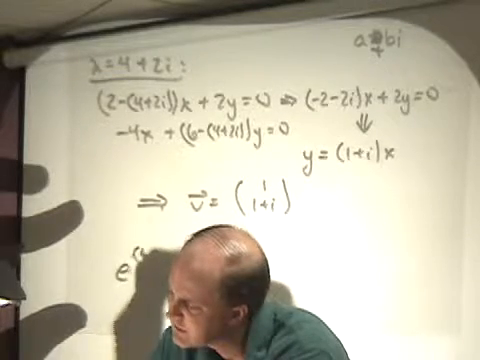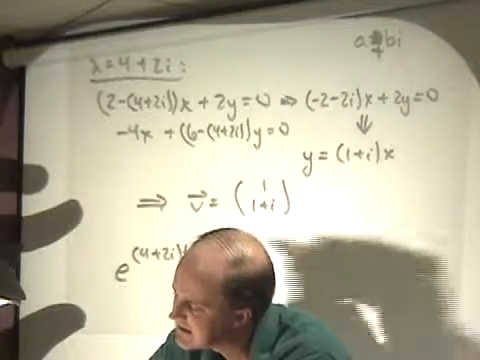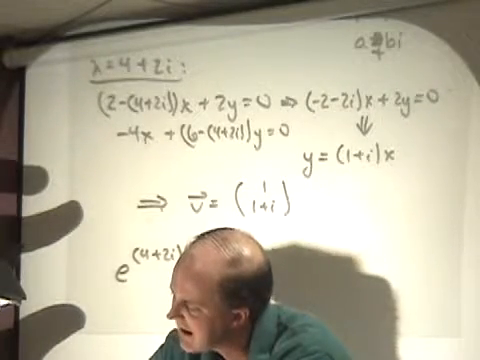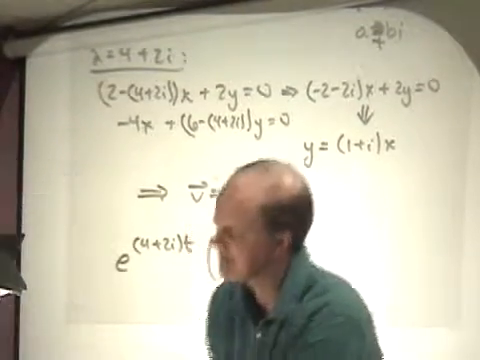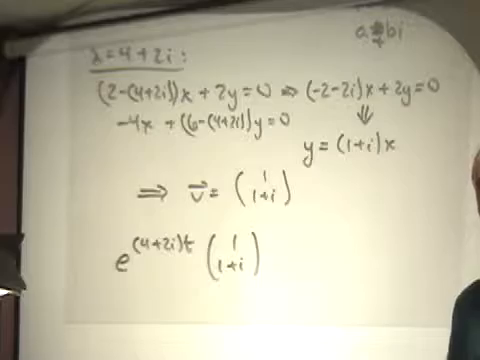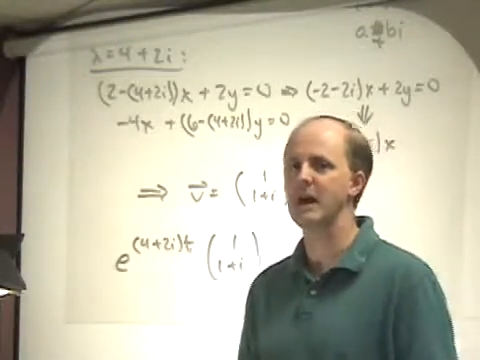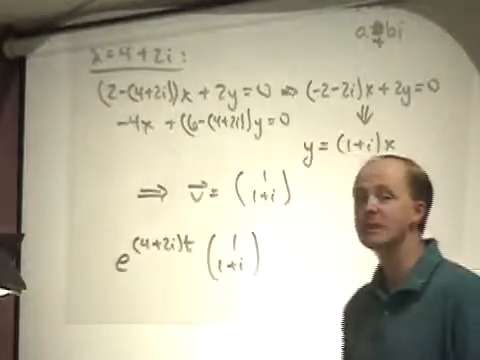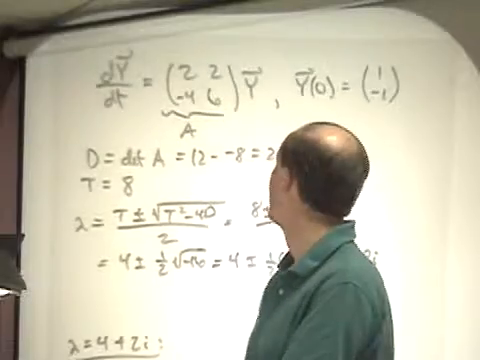e to the (4 plus 2i) times t, that complex exponential, times this vector: is that complex valued function a solution? I won't take the time to do it, but you should. Maybe you should even pause the video right now and check that this really does solve the original differential equation if you plug it in for the capital Y.